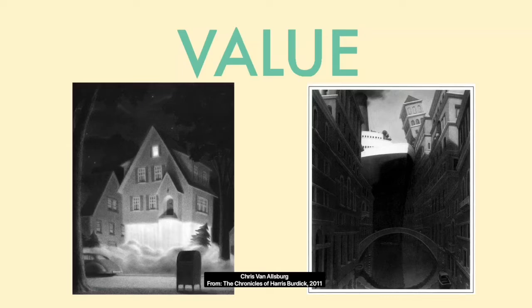Here are 2 examples by illustrator Chris Van Allsburg. They both show a wide range of value, from the darkest blacks in the trees above the house and in the shadows of the bottom of the ship. You can find a variety of grays in the house itself and the buildings surrounding the ship. And you can find the brightest whites in the glowing light emitting from the house and in the light hitting the top of the ship.